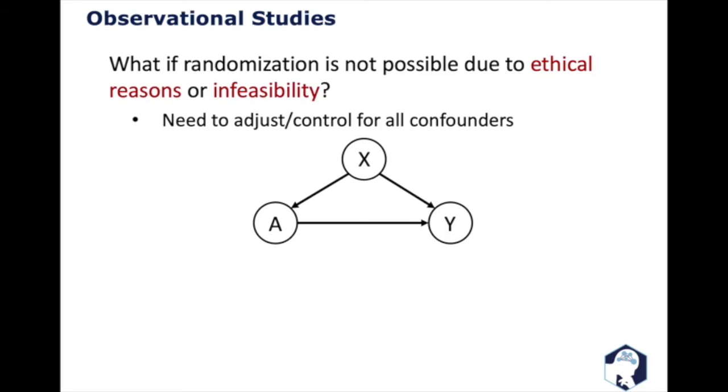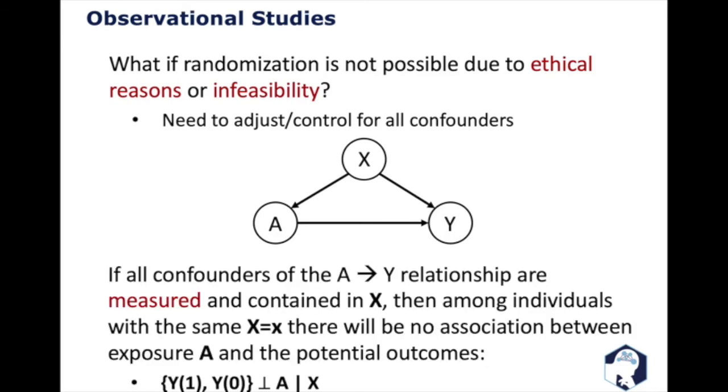So that was a randomized study. So what if randomization is not possible, either due to ethical reasons or infeasibility? So for example, we can't randomize pregnant women to take drugs or not. That would be unethical. We wouldn't be able to randomize different countries to implement different versions of, say, a healthcare policy. So in this case, in an observational setting, we need to adjust or control for all confounders.